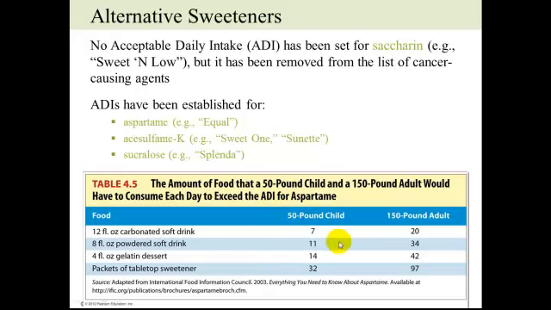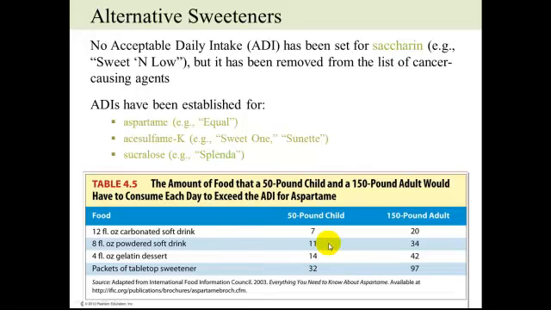So a 50-pound child would have to drink 7 12-ounce carbonated soft drinks. Right? So if a child was drinking 7 12-ounce Diet Cokes a day, that child would be at risk of exceeding the ADI for aspartame. For a 150-pound adult, that adult would have to drink 20 Diet Cokes a day to exceed the ADI. Right? Or, if you want to talk about just those packets of sweeteners, a child would have to eat 32 packets, and an adult would have to eat 97 packets.